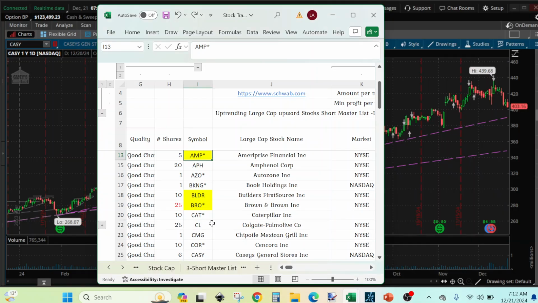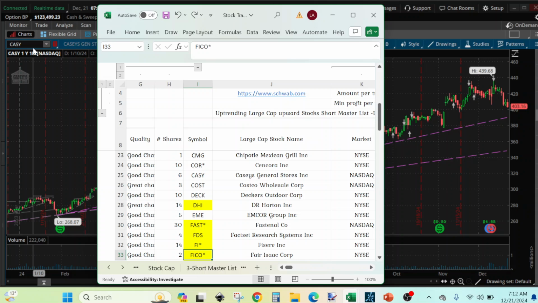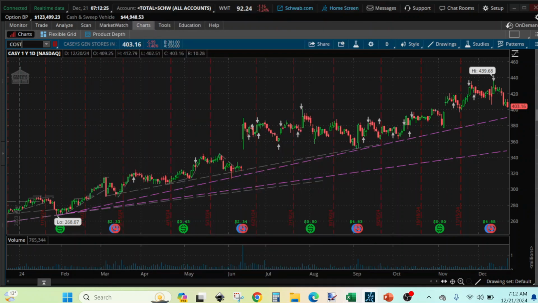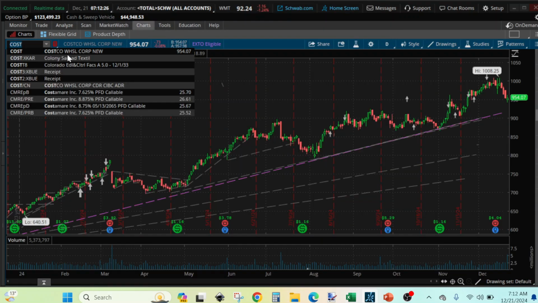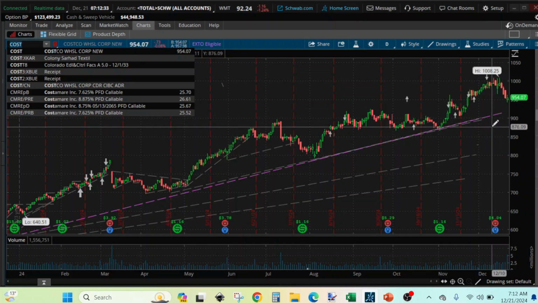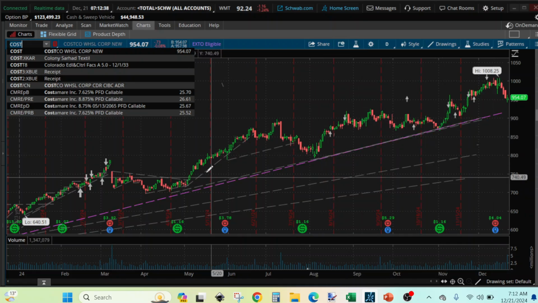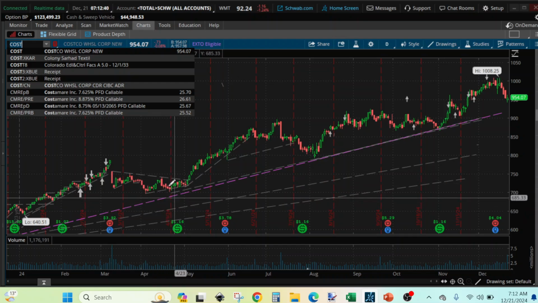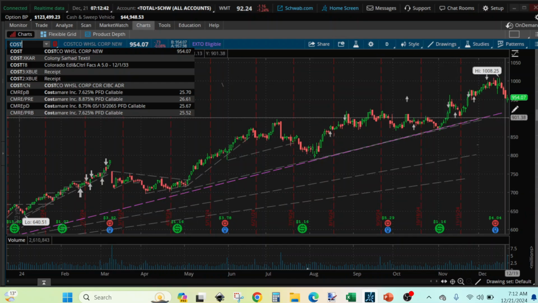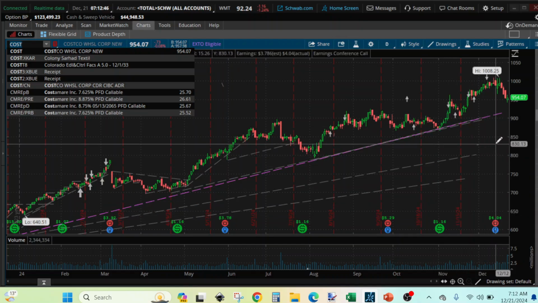Okay, C-O-S-T, Costco. So Costco, we like to buy it at this line, and it seems to be coming to it, and it is a long-term trend line. It touched base with it twice this year. In fact, 3 times it came close here, and it seems like it could be coming there. So you can just enter it from there.